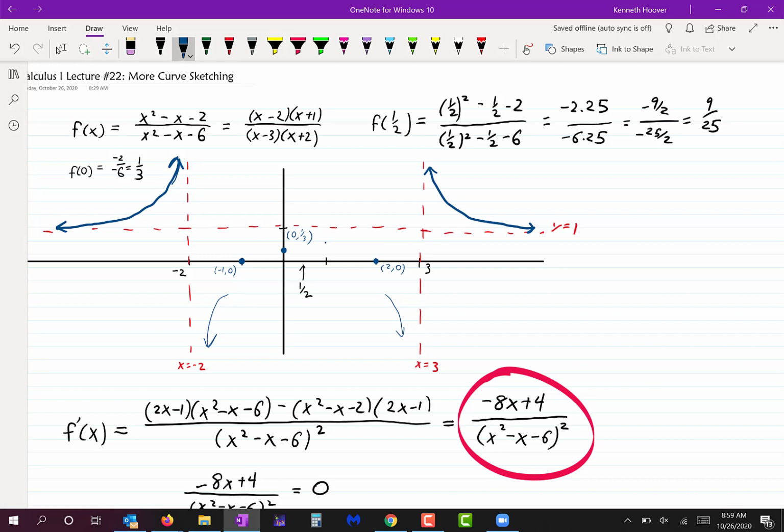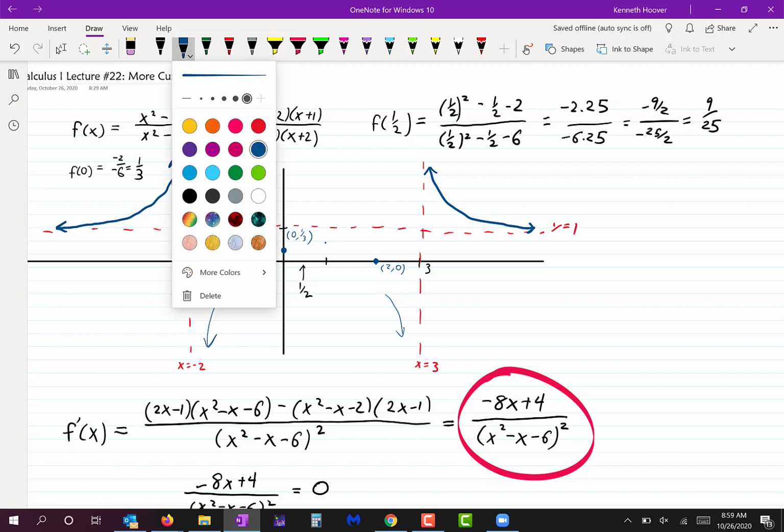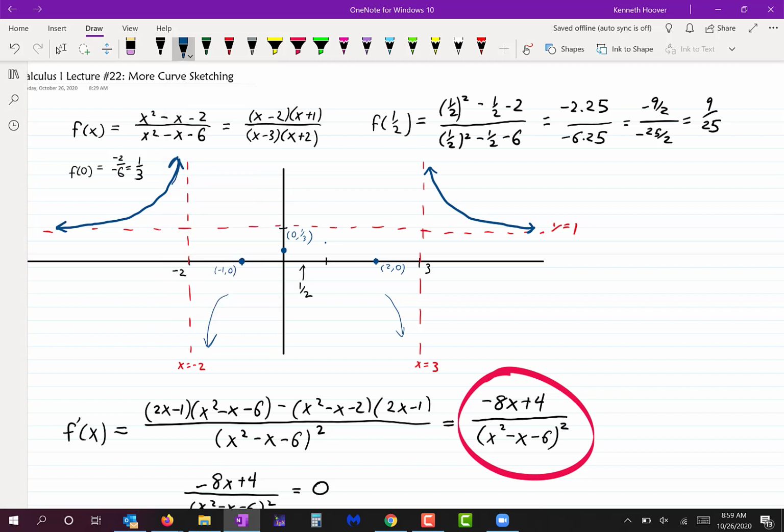Okay, so let's plot this point here. 9/25, right about there. Let's not worry about making it totally exact. And I know that the function is horizontal there because the first derivative was 0. And I know that it's concave down because the second derivative was negative. And so I can graph this now with pretty good confidence.